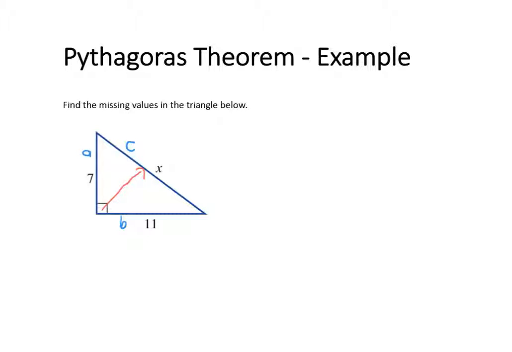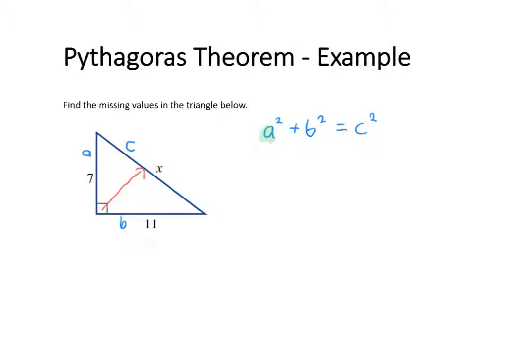So now that I have labeled my right angle triangle, I can go ahead and do my next step, which is going to be to write the formula. And that is going to be A squared plus B squared is equal to C squared. So now I need to go ahead and substitute in the values from the question.